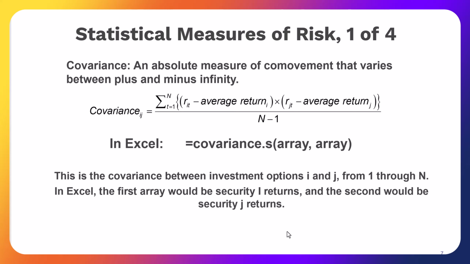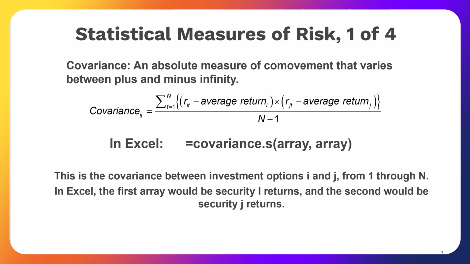So what statistical measures do we need? The first is something called covariance. It's an absolute measure of co-movement that varies between plus and minus infinity. And of course, we have an Excel formula. If we have the rates of returns, the first column would be asset A, and the second column would be the returns for asset B, and this would calculate the covariance.